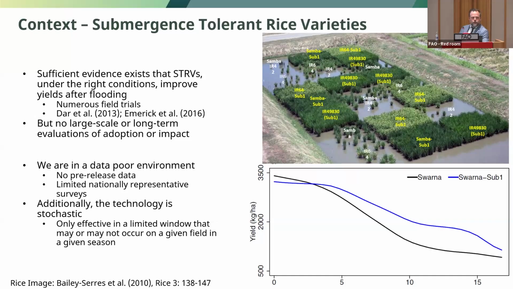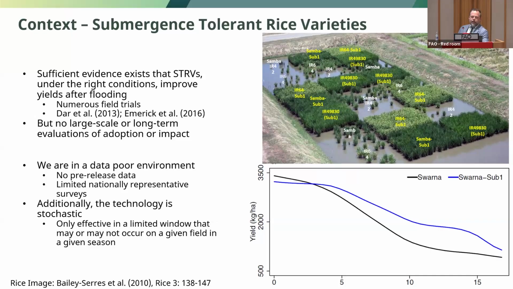This image here shows you a field trial at the Erie location in Los Baños. You can see very substantial differences between rice growth across these varieties when they're flooded. This stuff, as I said, has been around for 20 years. It's been studied by agronomists. It's strong evidence that it works.